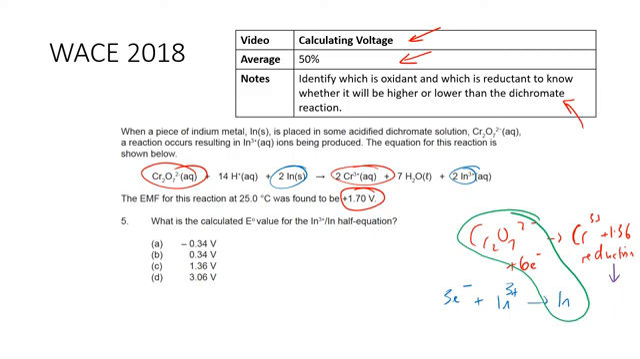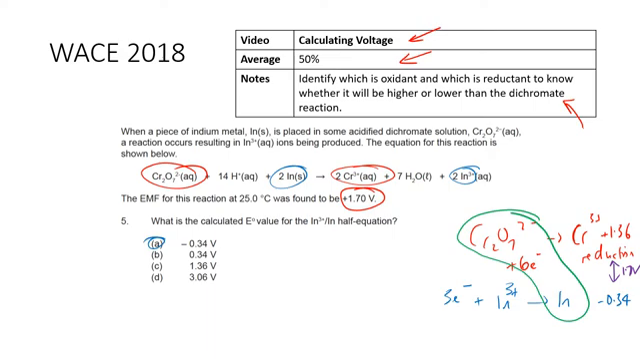And we know that the difference between these two is going to be 1.7 volts. So if the difference is going to be 1.7 volts, what number gives us a difference of 1.7 volts? It's going to be negative 0.34, and that's that one there.